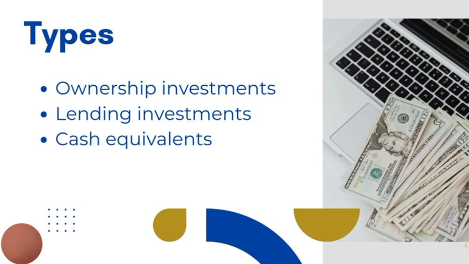We could also be looking at an investment that is in form of lending investment. This is in a category of things like bonds, bills, savings accounts, fixed deposit accounts. And finally, there is a type that is called cash equivalent, and this includes things like money markets.